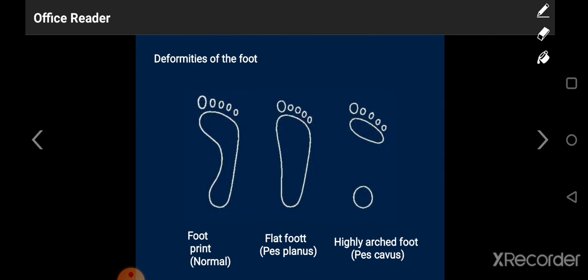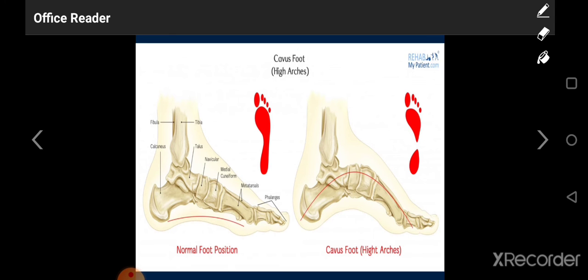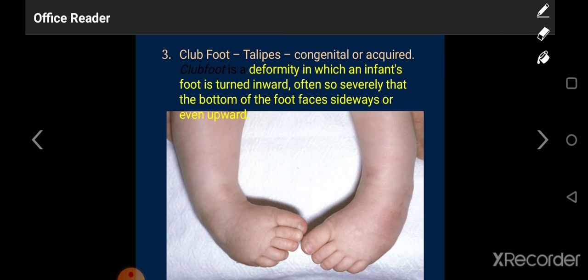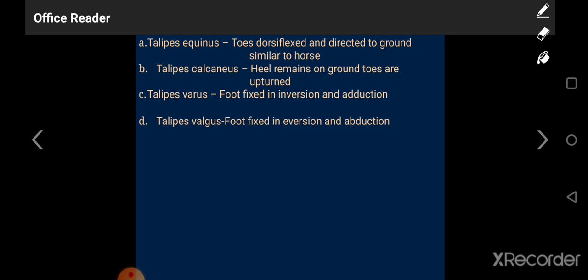So here we can see the normal footprint, the flat foot, and the highly arched foot, which is known as pes cavus. This is again the pes cavus. This is the club foot. It is talipes, a congenital or acquired deformity in which the infant's foot is turned inward, often so severely that the bottom of the foot faces sideways or even upward.